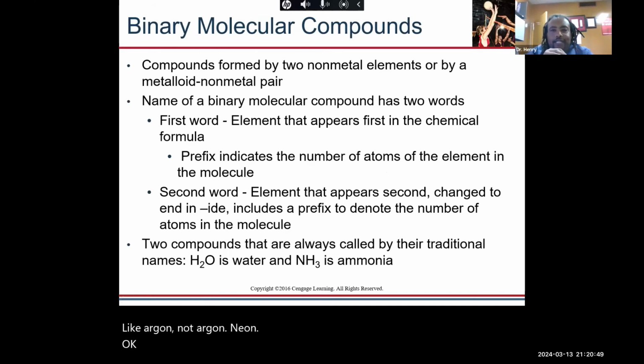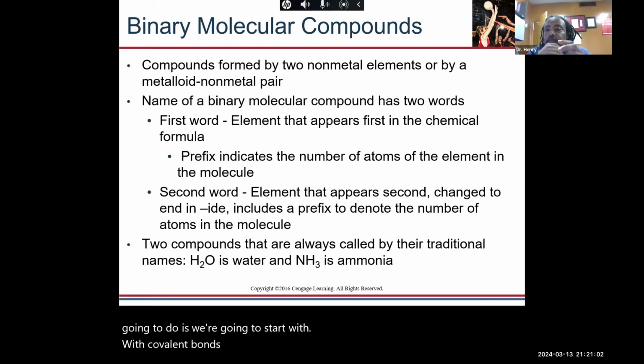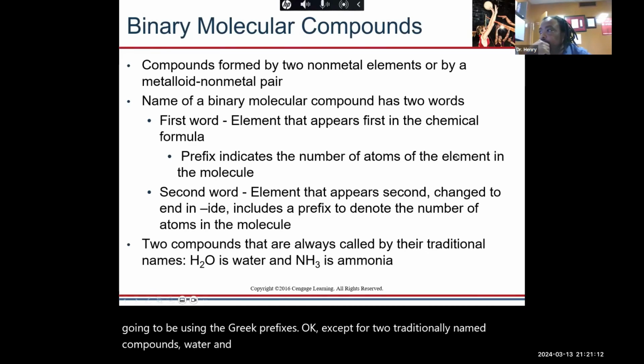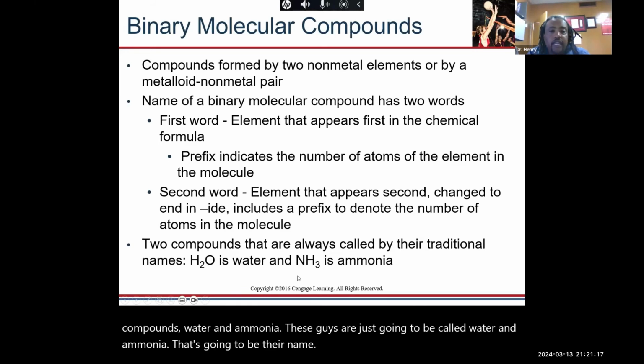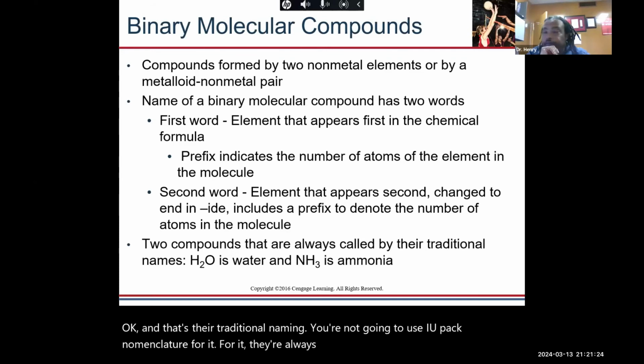So, naming, nomenclature. When we start with nomenclature, we're going to start with covalent bonds first. When we're talking about covalent bonds, we're going to be using the Greek prefixes, except for two traditionally named compounds, water and ammonia. These are just going to be called water and ammonia. That's their traditional naming. You're not going to use IUPAC nomenclature for them. They're always called water and ammonia.